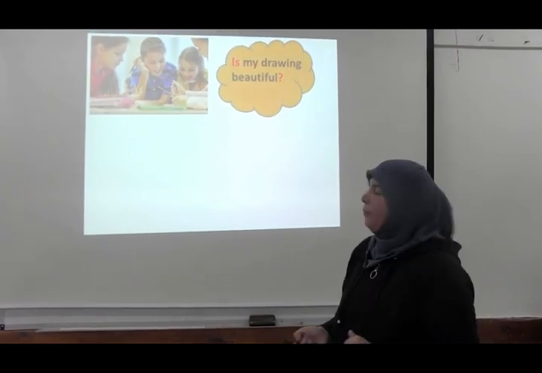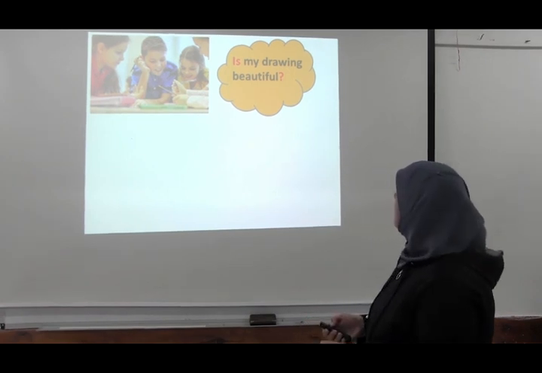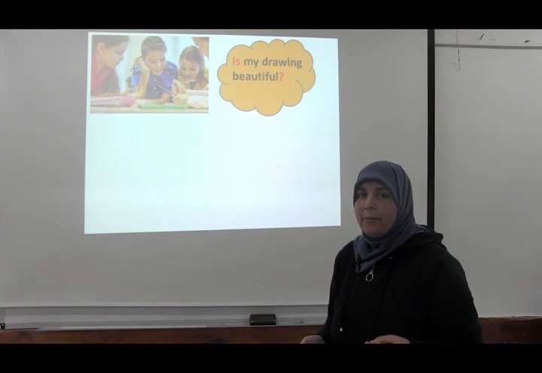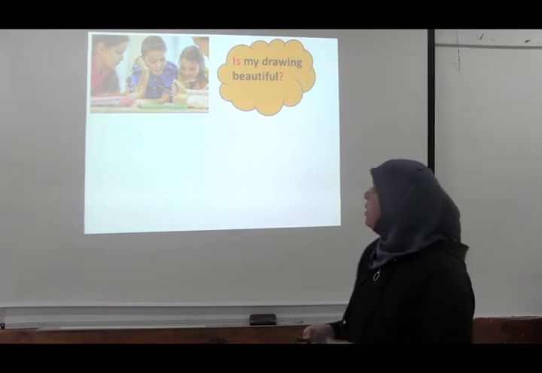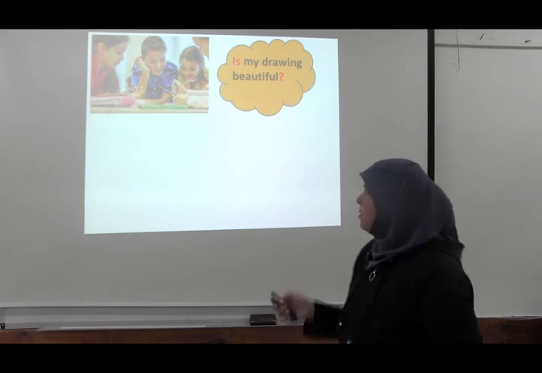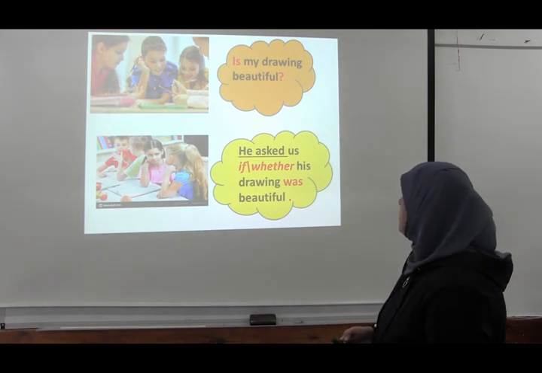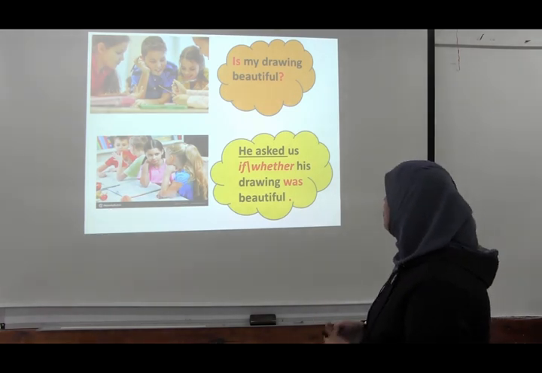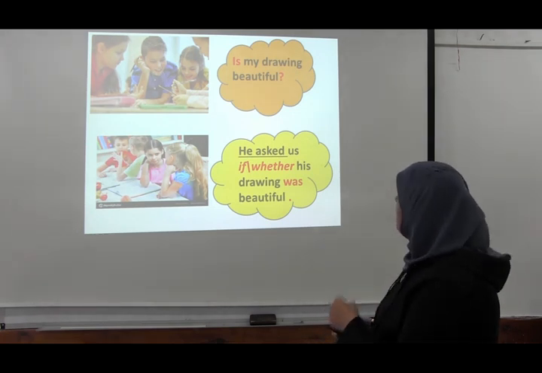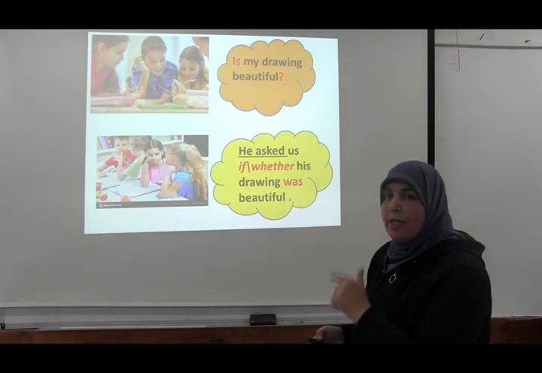Look at this example. Read the question. Is my drawing beautiful? What kind of a question is it? Well done. It is a yes/no question. You can see it starts with the auxiliary verb is. Look at the reported question here. He asked us if or whether his drawing was beautiful. This is the reported question.